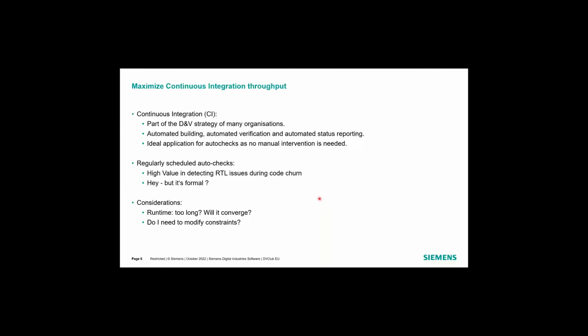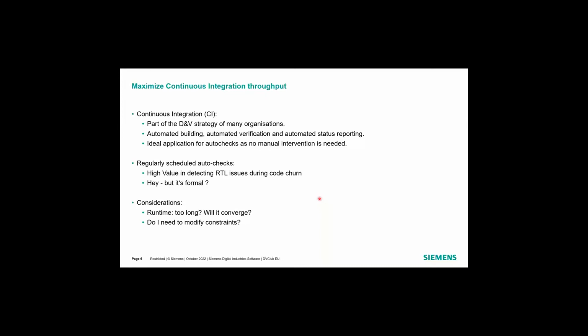Continuous integration is part of many organizations' design and verification strategy that allows them to automatically build a design, run some verifications on it, and generate status and decide on what action to take based on the checks that they have achieved on it. Auto checks or formal linting is actually ideal for including as part of a continuous integration flow, because there is no manual intervention needed. All you need is the RTL that needs to be read in the tool.